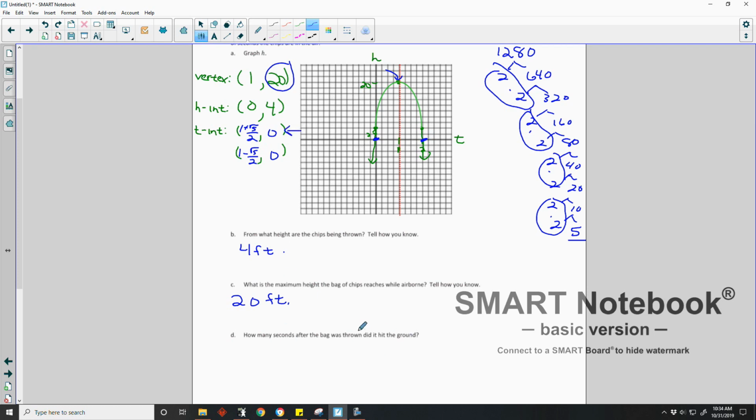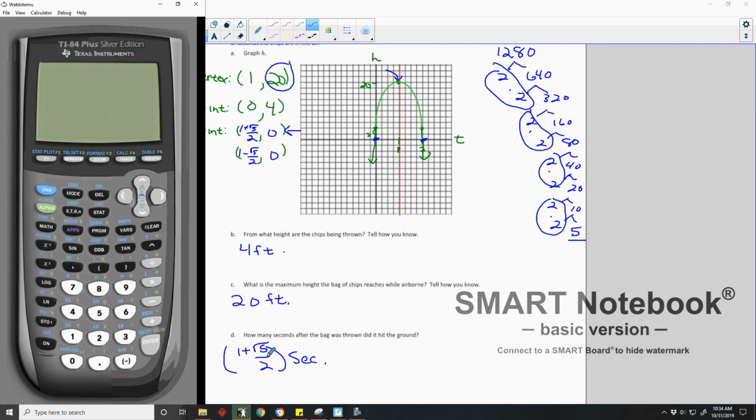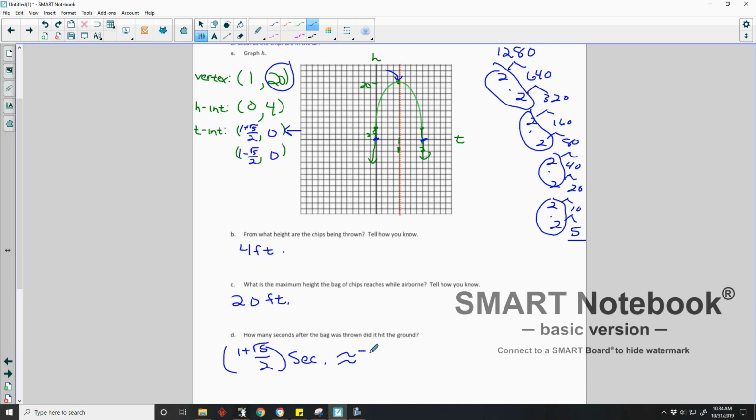So how many seconds after the bag was thrown did it hit the ground? 1 plus the square root of 5 over 2 seconds, if you will. But I will use the calculator because no one knows what that means if you said that. So it'd be 1 plus the square root of 5, divided by 2. And I need a parentheses here. Okay, so we're taking 1 plus the square root of 5, halves. And the answer is 2.12 seconds. Approximately, if I had to round, 2.12 seconds.